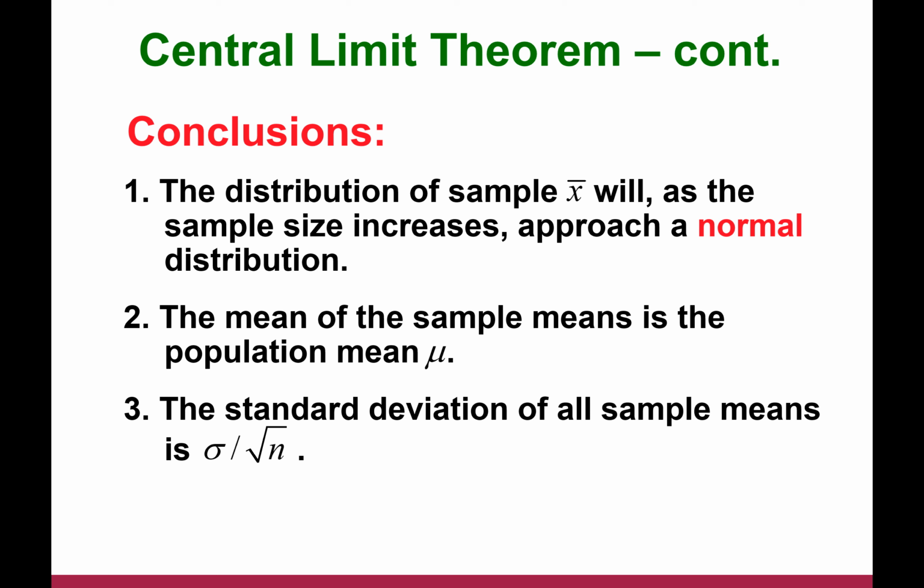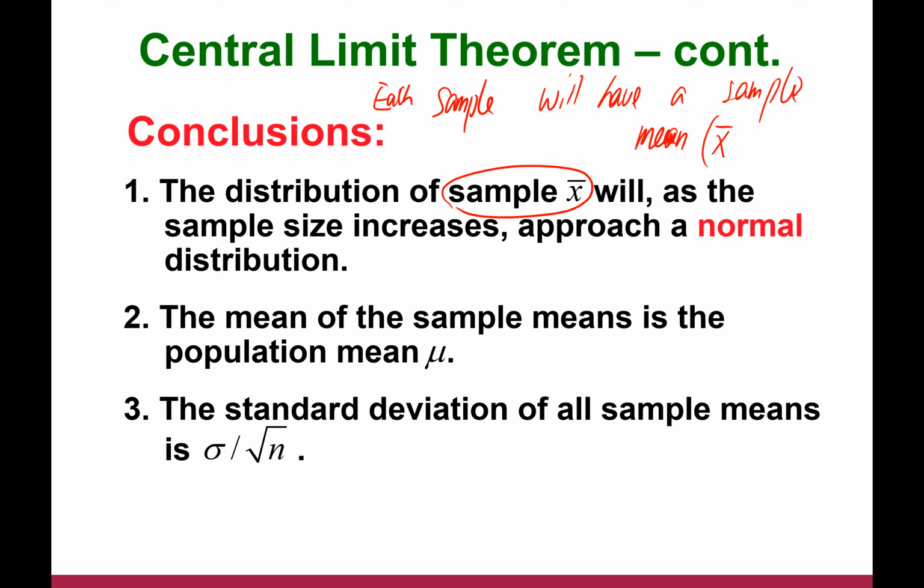And the conclusion is the distribution of the sample means. When you pick a sample, each sample will yield a sample mean. Use x bar to represent the sample mean. The distribution of all the sample means, and you're going to have a lot of sample means, approaches the normal distribution as the sample size increases. And the mean of all the sample means, mu of x bar, is the same thing as the actual population mean, mu.